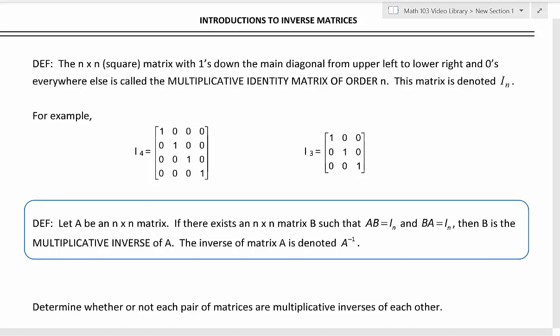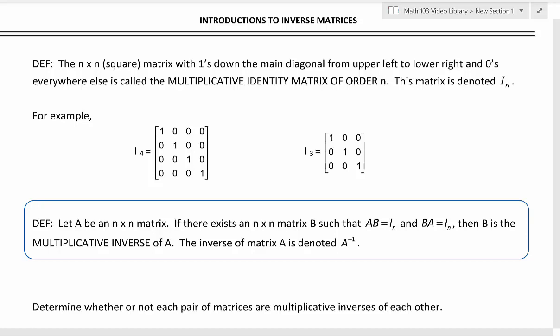This video provides an introduction to inverse matrices. We've talked about inverses before, inverse functions. There's the multiplicative inverse, the additive inverse from our properties of real numbers. So now we're going to look at inverses for matrices.